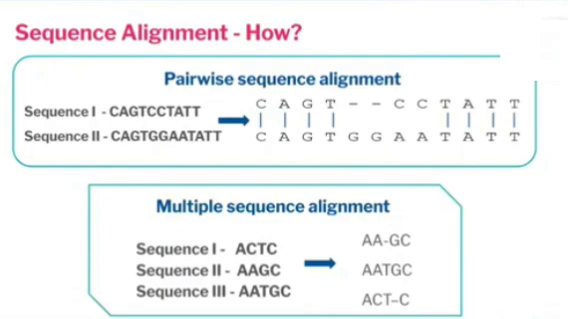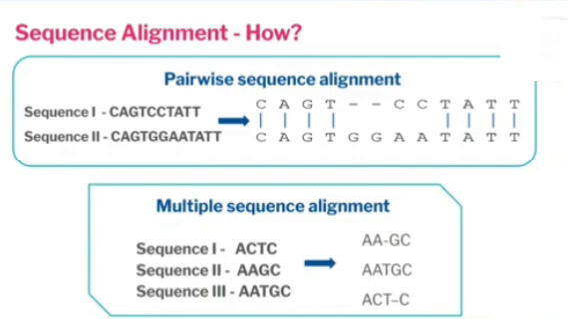Now we know what sequence alignment is and its importance in any biological study. But how do we do that? There are two types of sequence alignment. The first one is pairwise sequence alignment, where we align only two sequences. One would be the query sequence and the other would be the target sequence. In this case, the query sequence is aligned against a known target sequence.